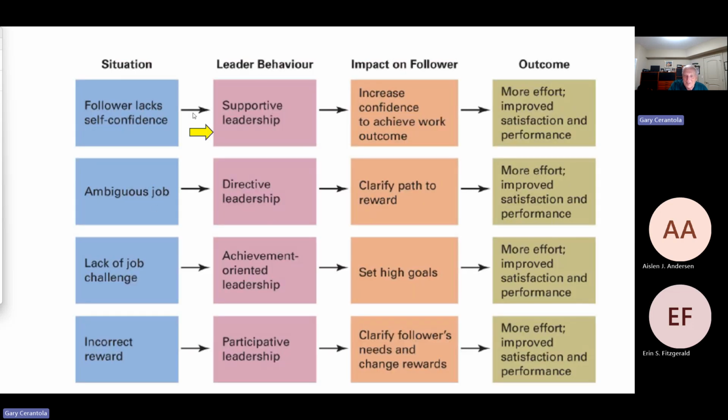And here you can see this nice little yellow piece. So we're going to talk about this arrow, in terms of a situation where a follower lacks self-confidence. Well, the leader behavior should be supportive leadership. And why? Because it increases the confidence to achieve the work.